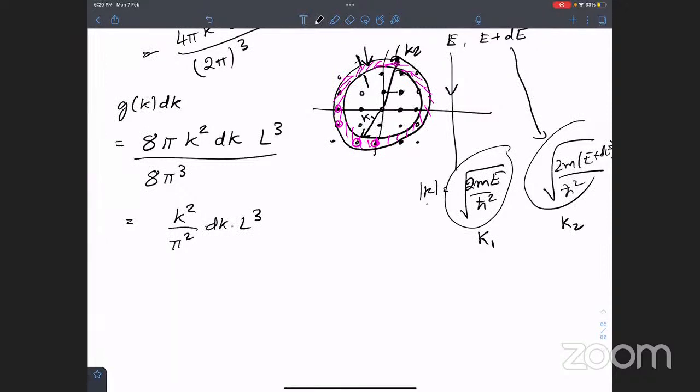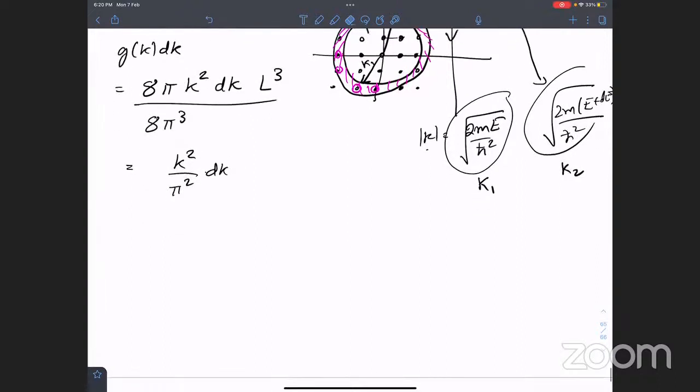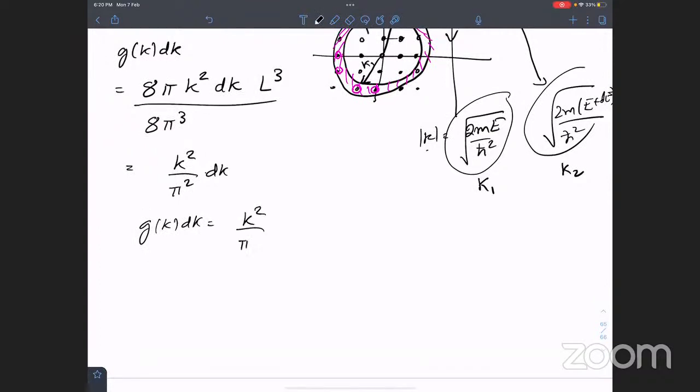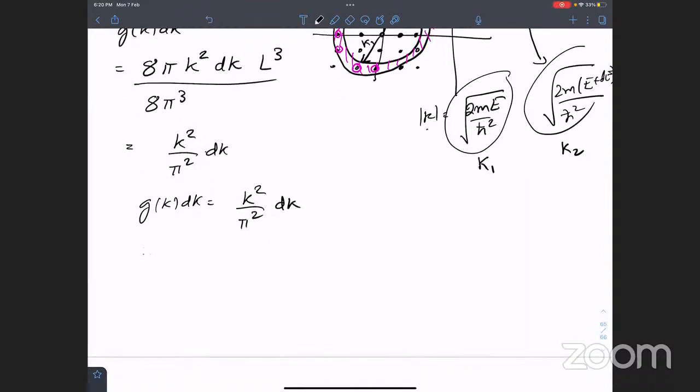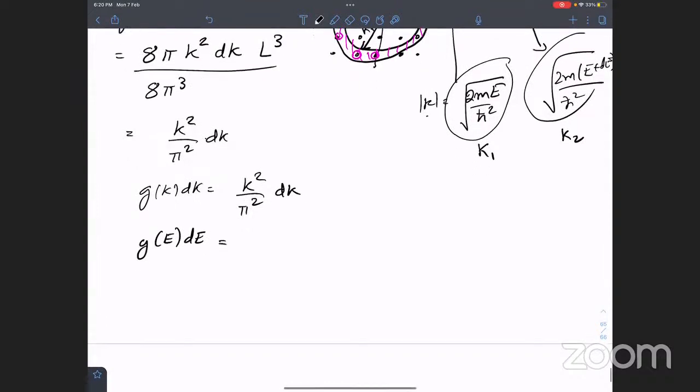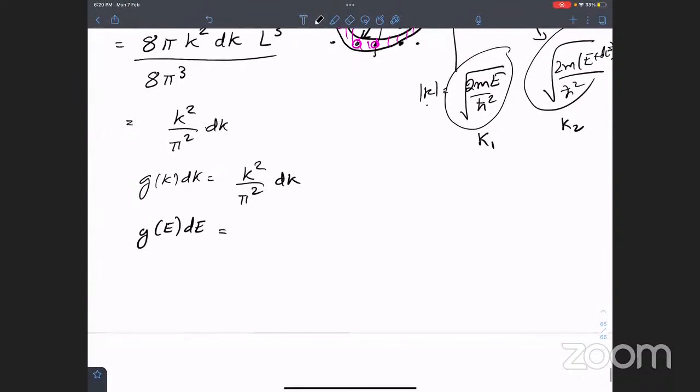But remember, we are again counting per unit volume. So this L cubed, I'll remove that. So I know that G of k, d of k, the number of allowed states, is k squared by pi squared into dk. But I'm not interested in G of k, d of k. What I'm interested in is G of E, d of E.